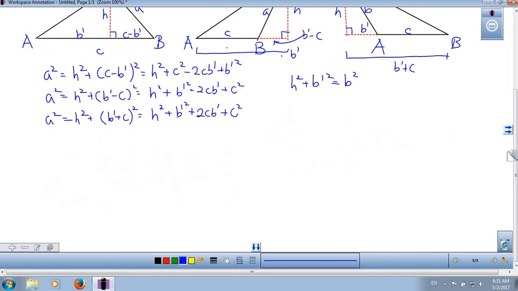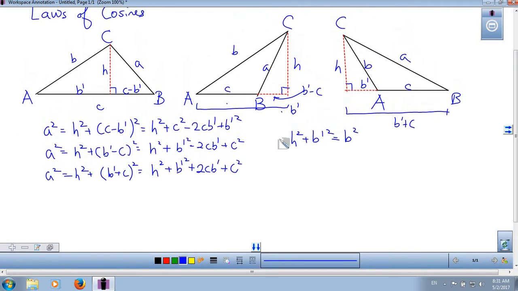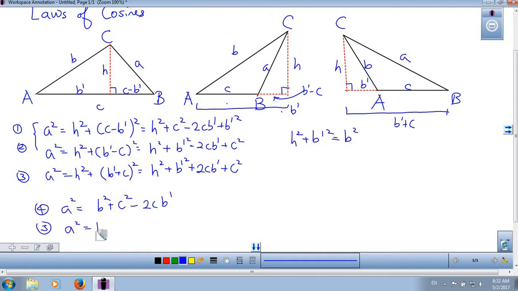Alright, so we know B squared is equal to H squared plus B prime squared. So we can go ahead and replace the relationship here. We can replace one of the figures here. So H squared plus B prime squared will be B squared plus C squared minus 2CB prime. Okay, so first these 2 equations become this, and the third equation becomes, so let me label that equation 1, equation 2, equation 3. So equation 1 and 2 become equation 4. Equation 3 becomes equation 5: A squared equals B squared plus C squared plus 2CB prime. Okay, so there are 2 different equations here.